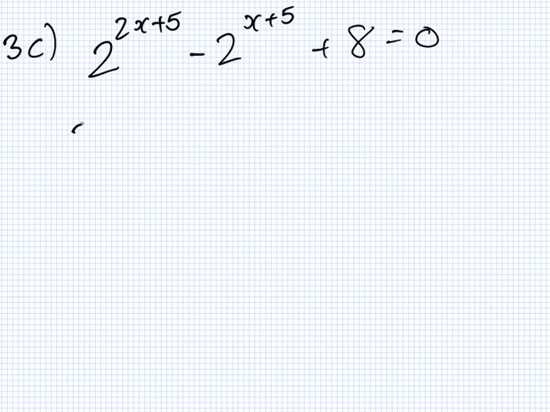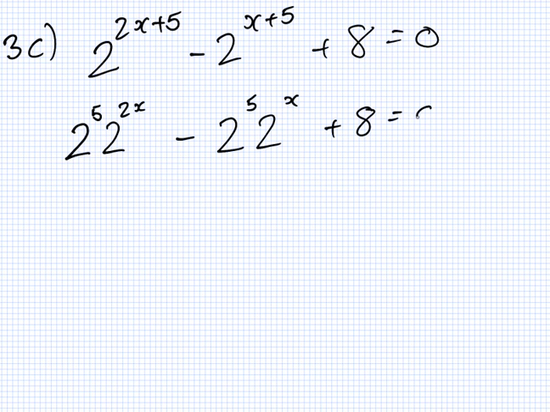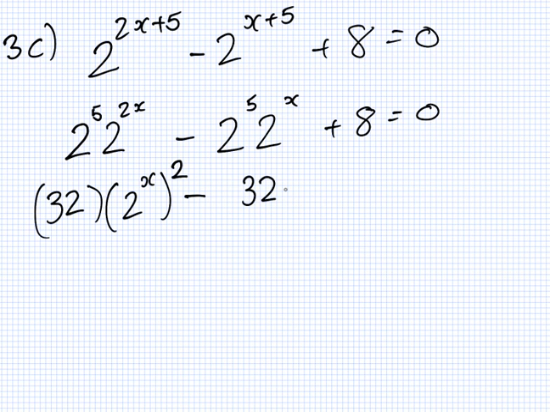So this can be written as 2 power 5 times 2 power 2x, because it's still 5 plus 2x. And this is 2 power 5 times 2 power x, plus 8 equals 0. 2, 4, 8, 16, 32. So 32 times (2 power x) squared, minus 32 times 2 power x, plus 8 equals 0.